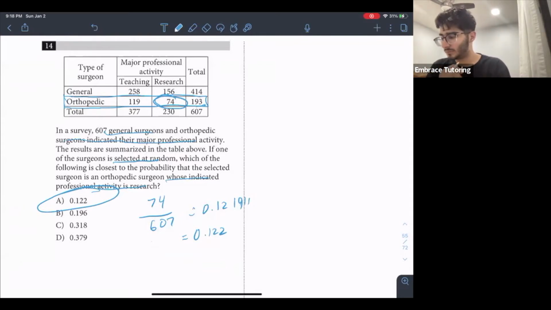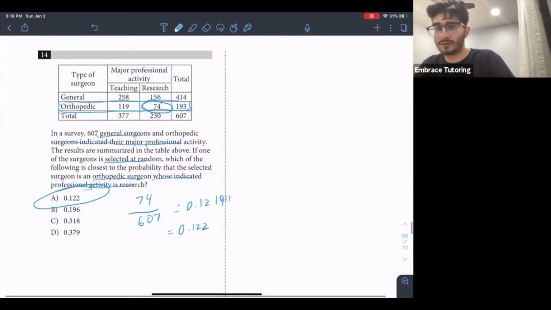And then the closest probability that the selected surgeon is an orthopedic surgeon, which is the focused population. The focused population would be the orthopedic surgeons who do research. So it would be that particular population. It would be 74 out of the entire 607. You would just find the decimal value of the fraction to get 0.122. That's how you do 14.